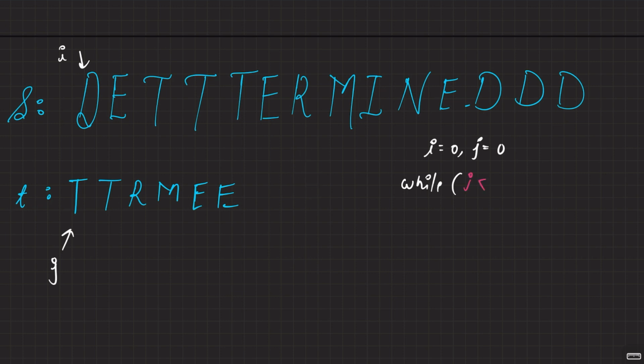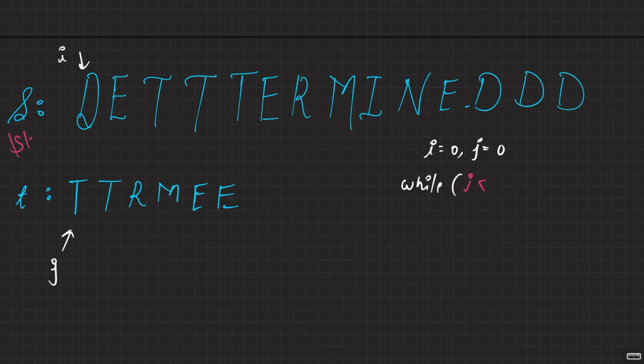While j is less than, maybe I can call this size m, so I'm calling the size of s to be m and the size of t to be n. Okay, fine. So while j is less than m, we can go ahead. Cool, so that's how we can go.